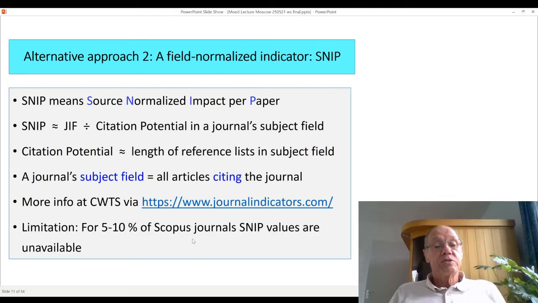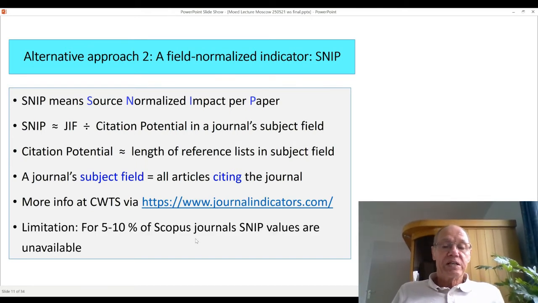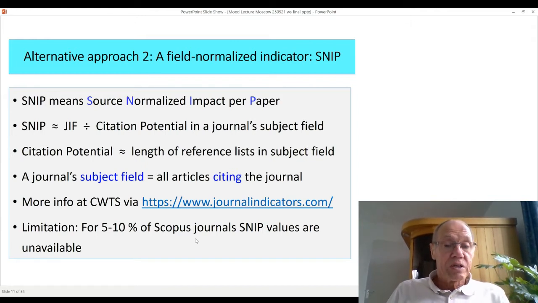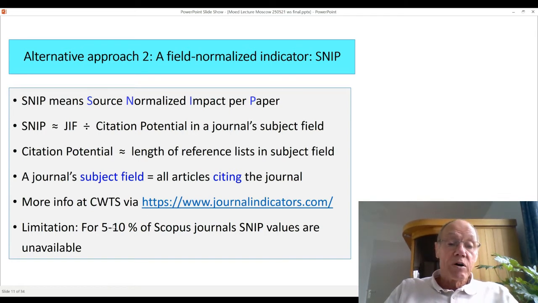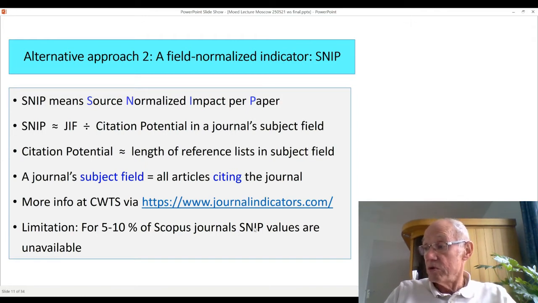But I must mention that for the SNIP values that are included in Scopus and also on the CWTS website, for about 5 to 10% of journals, these SNIP values are actually unavailable. They are missing. And that, of course, is a limitation.